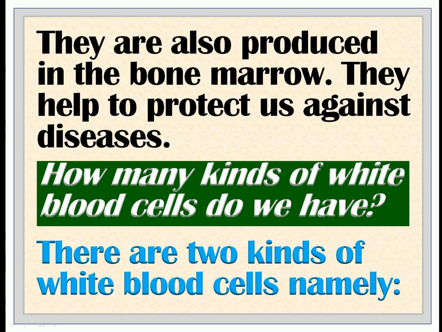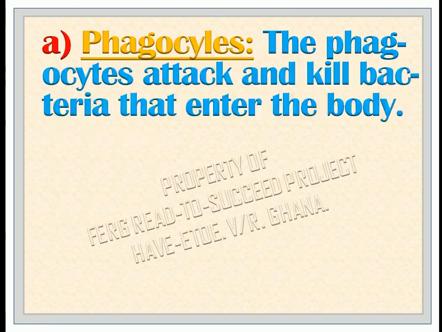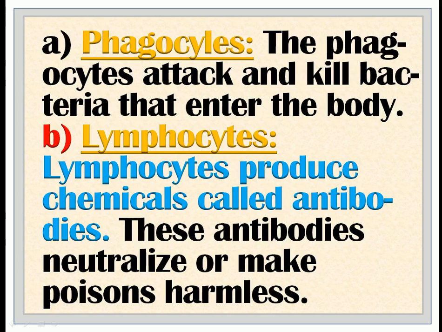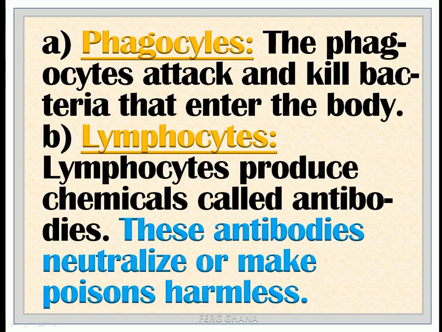There are 2 kinds of white blood cells, namely A. Phagocytes. The phagocytes attack and kill bacteria that enter the body. B. Lymphocytes. Lymphocytes produce chemicals called antibodies. These antibodies neutralize or make poisons harmless.